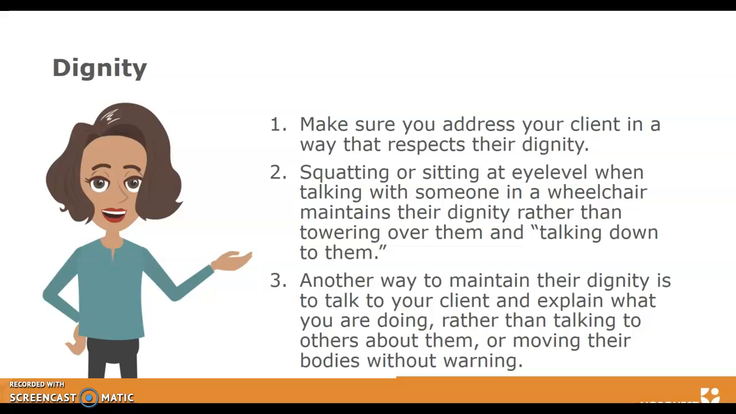Explain what you are going to do. So, we're going to transfer you from the stretcher to the bed. Are you all right with that? Then wait for their response. This acknowledges that they are intelligent human beings worthy of dignity, not just objects that need to be moved.